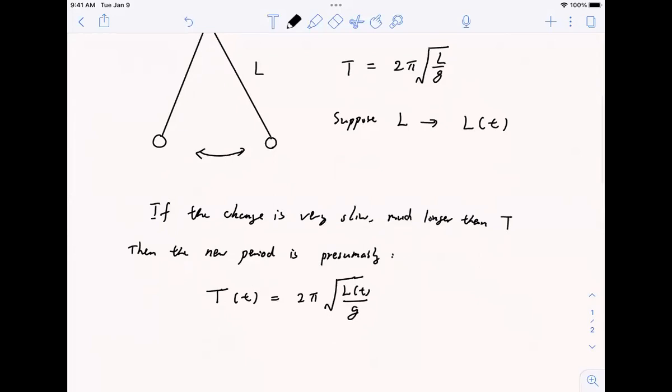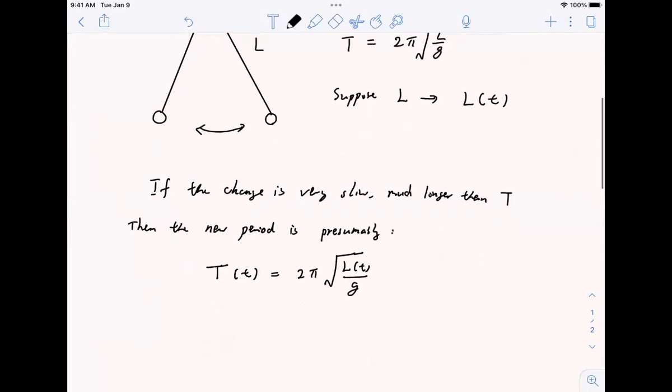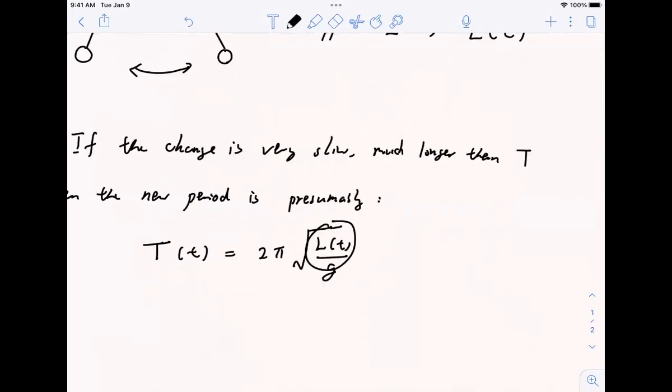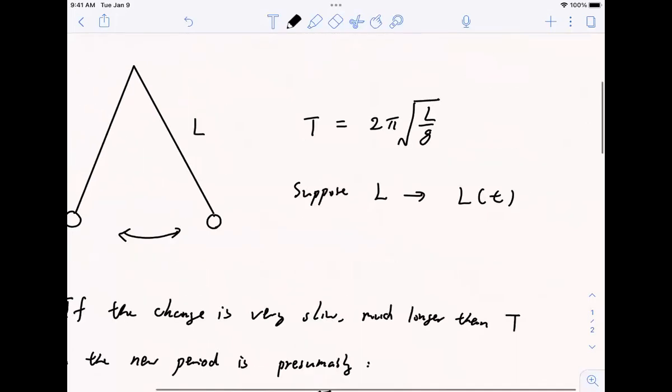For example, this pendulum is oscillating once every 1 second, but you are changing the length of the string on the scale of 1 day. In 1 day you change it slightly. Then the period of the pendulum just depends on the instantaneous length. This is an example of an adiabatic process. The time scale is only compared to the dynamical time scale of the system. How long is long, how slow is slow, you compare that with the oscillation of the pendulum.